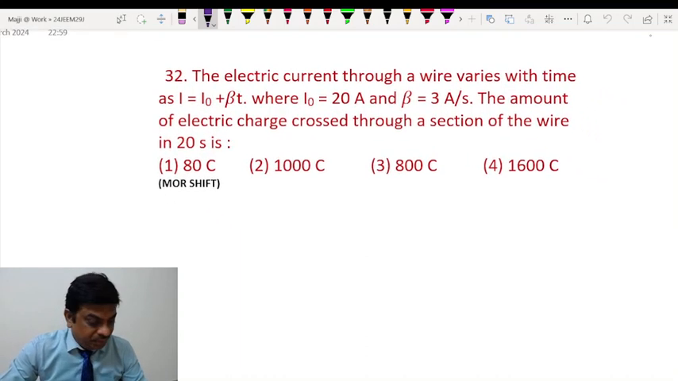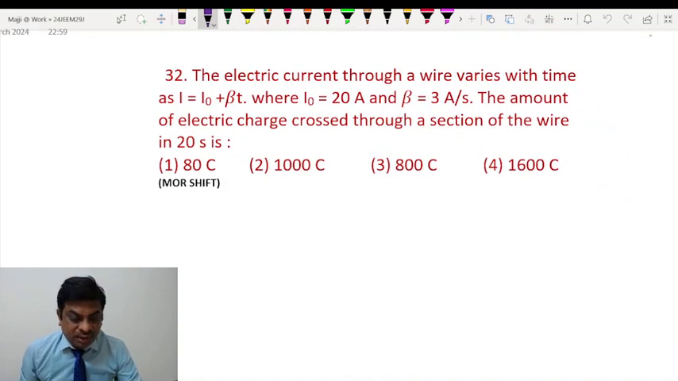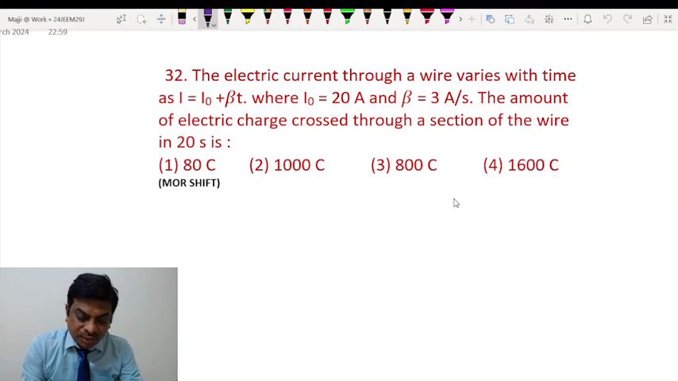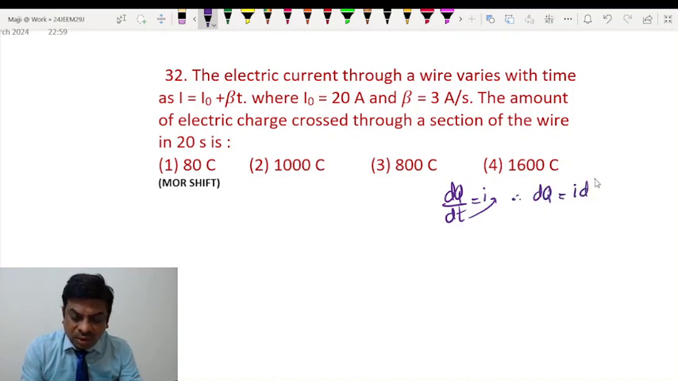Question number 32. The electric current through a wire varies with time as I equals I naught plus beta t, where I naught equals 20 ampere and beta equals 3 ampere per second. The amount of electric charge passes. Now students, as we know, current is nothing but the rate of flow of charge. So the small amount of charge flowing through a small time interval dt can be written as like this. So total amount of charge can be obtained by adding all the charges. So here current is, as you can see, 20 plus 3t.